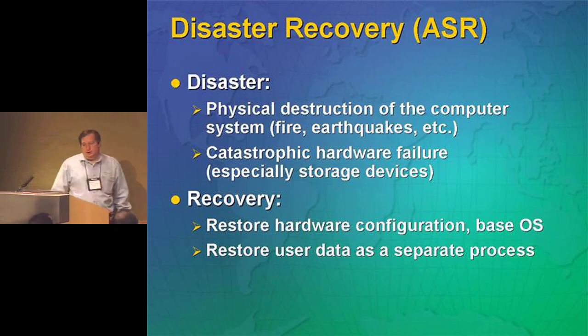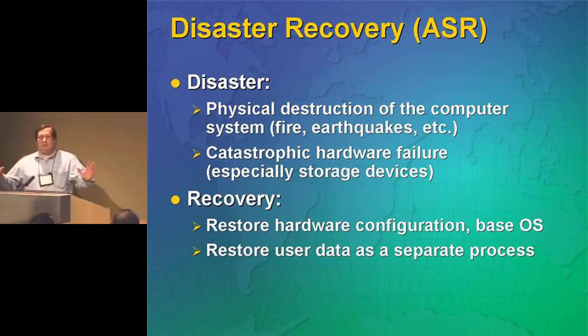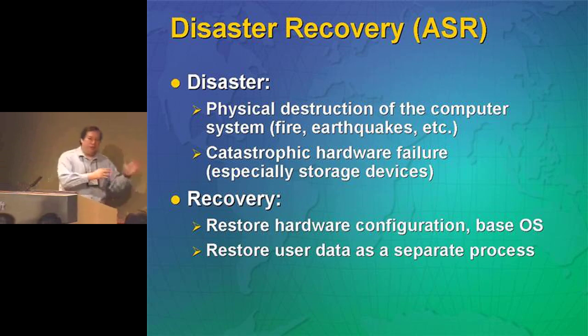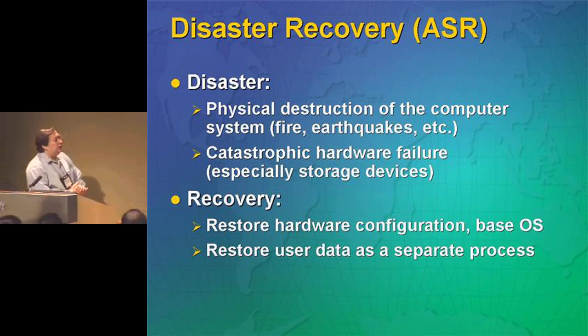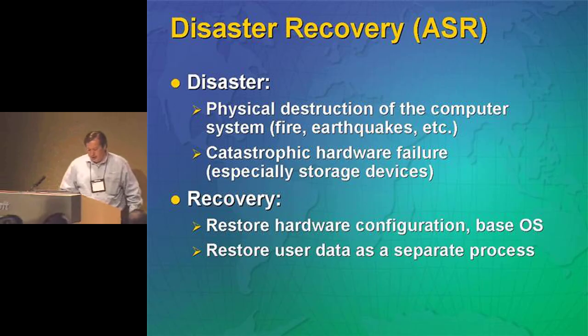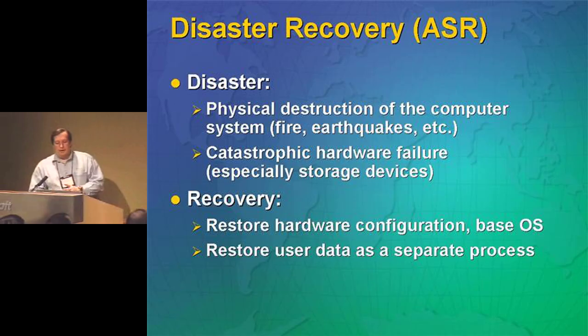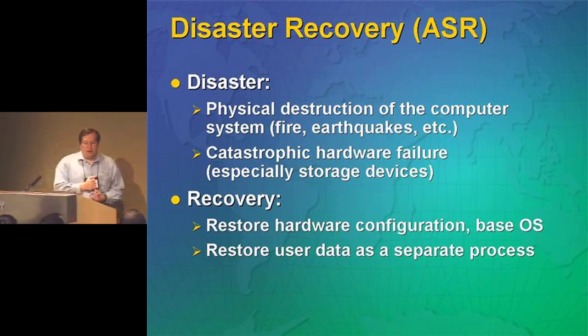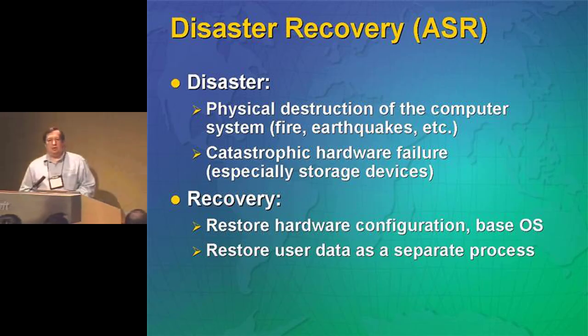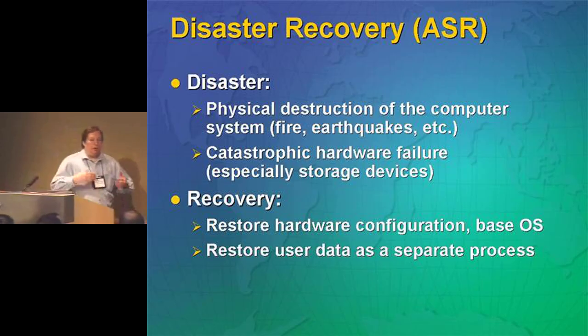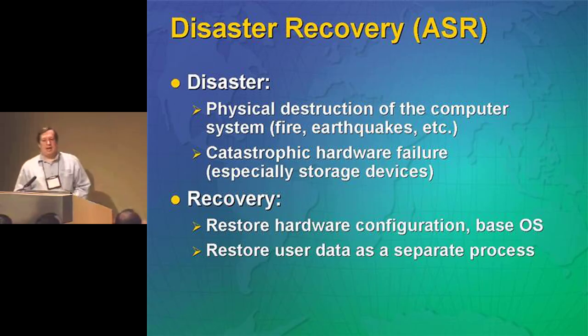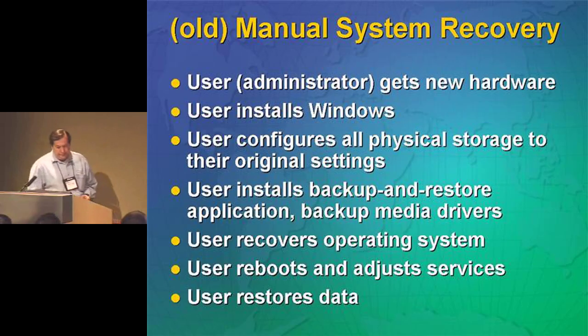Disaster recovery. Okay, I'm changing topics again. We're moving off VDS, going on to disaster recovery. So it's pretty easy to describe a disaster. You lost a disk, you had a fire, whatever. You've lost your machine, catastrophic failure. You want to restore your hardware configuration, your applications, your operating system. ASR will do that. ASR does not restore user data. That needs to be a separate one. What ASR is, is a very big hammer to get your machine back.